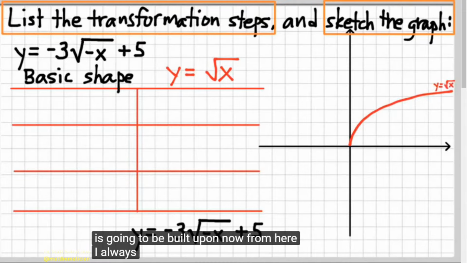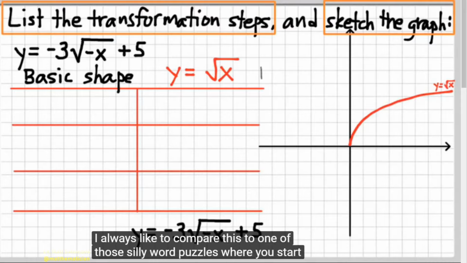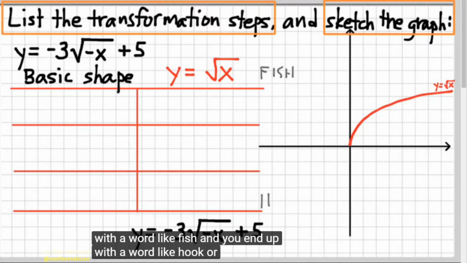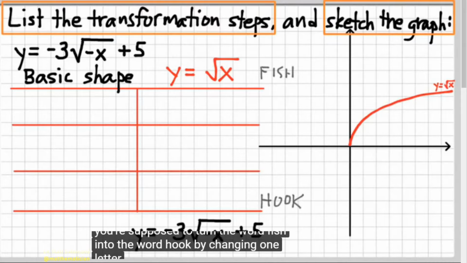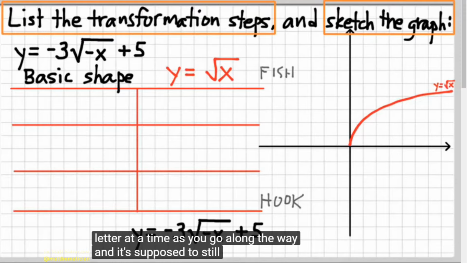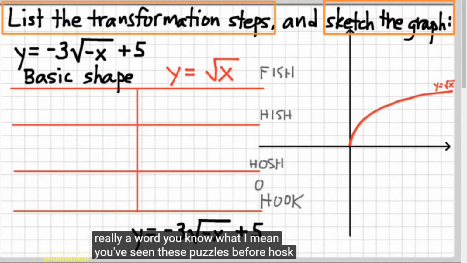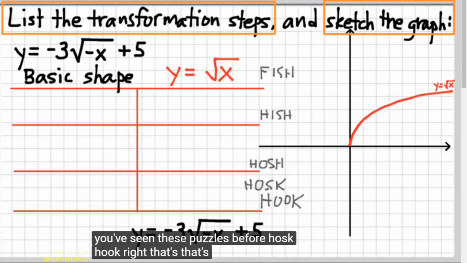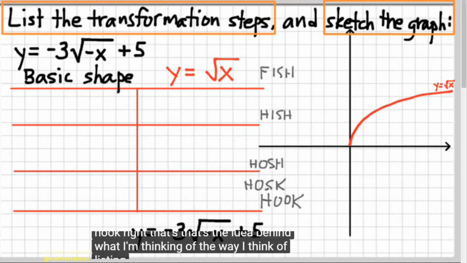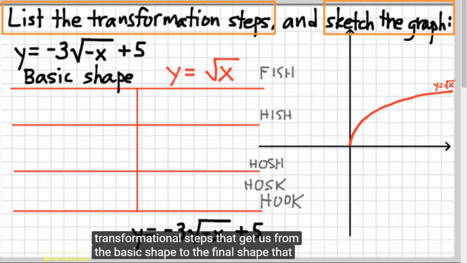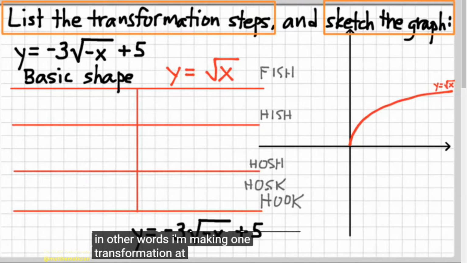Now from here, I always like to compare this to one of those silly word puzzles where you start with a word like fish and you end up with a word like hook. You're supposed to turn the word fish into the word hook by changing one letter at a time, and it's supposed to still be a word every time. You've seen these puzzles before. That's the idea behind the way I think of listing these individual transformational steps that get us from the basic shape to the final shape we're looking for. In other words, I'm making one transformation at a time.